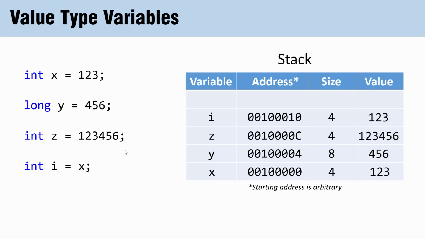Now i and x are completely distinct variables, and if I were to change either i or x, it would be self-contained to that memory location. Therefore, if i became 1, 2, 3, 4, x is still 1, 2, 3.